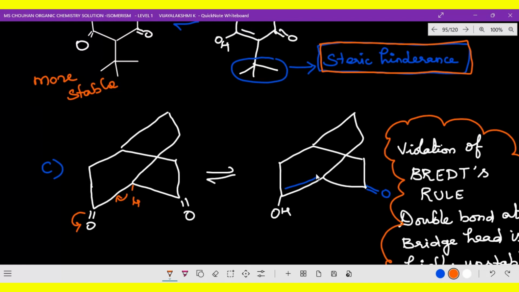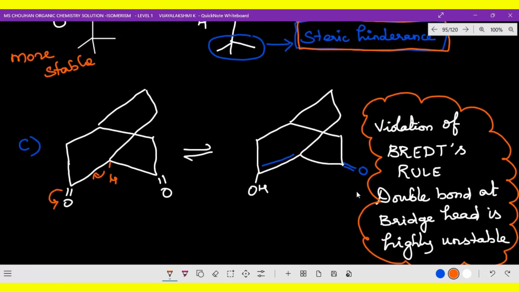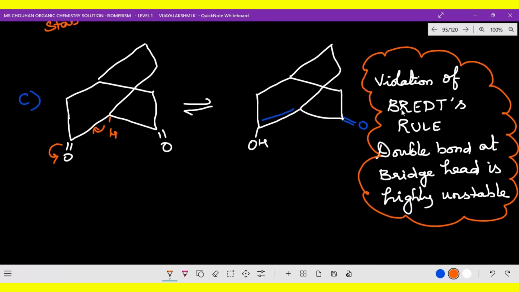A bridgehead compound having a double bond is highly unstable. Remember, that is a violation of Bredt's rule. Bredt's rule you know very well. So that is a violation of Bredt's rule. A double bond at the bridgehead is highly unstable. So which is more stable in this point? In this point, the keto form is more stable.